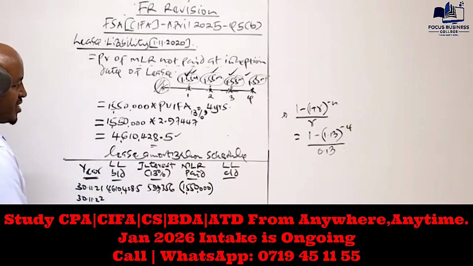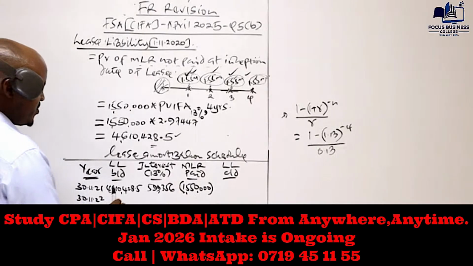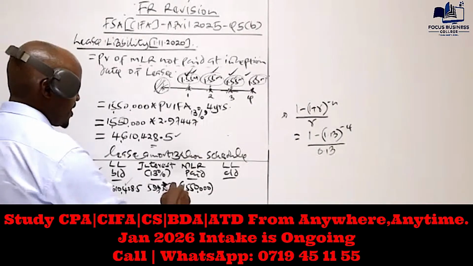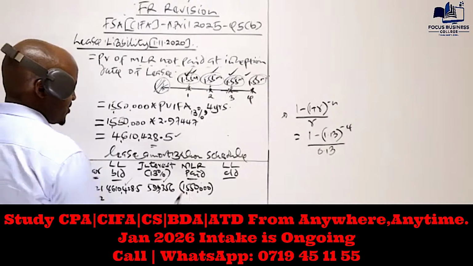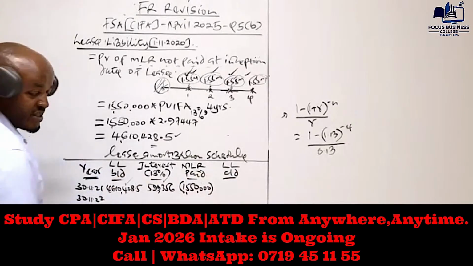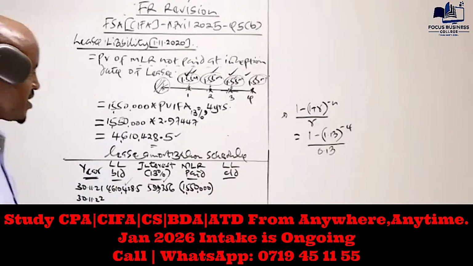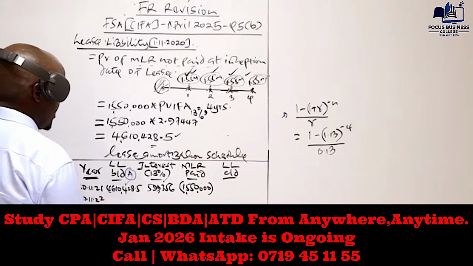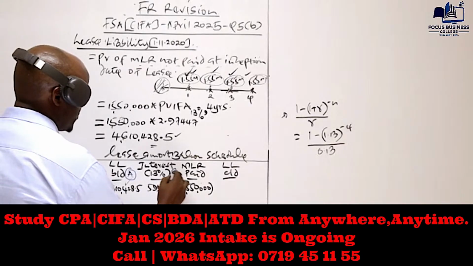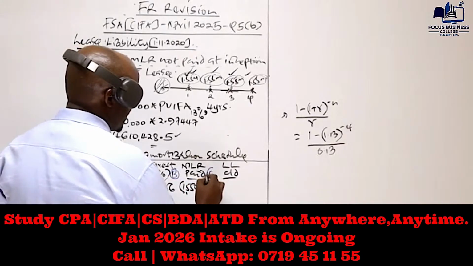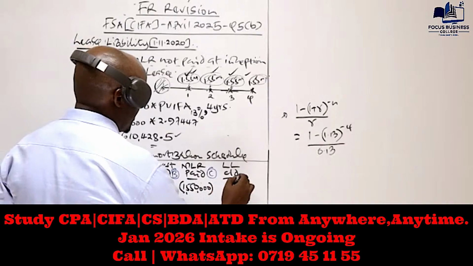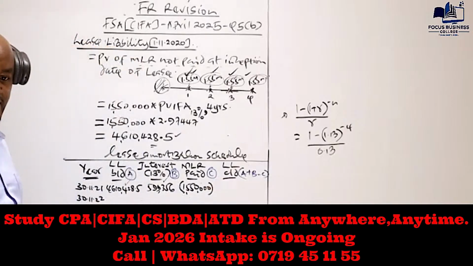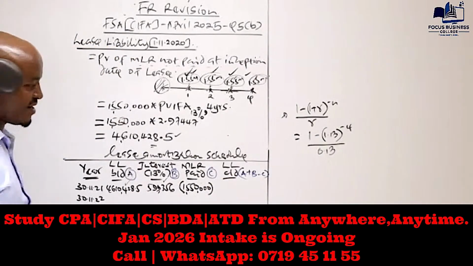So this one we said it reduces the value of the liability. So to compute the lease liability at the end of year one, we take the lease liability at the start of year one, we add the interest, we minus this. In other terms, we are taking A plus B minus C. That's basically how we are getting that value there.